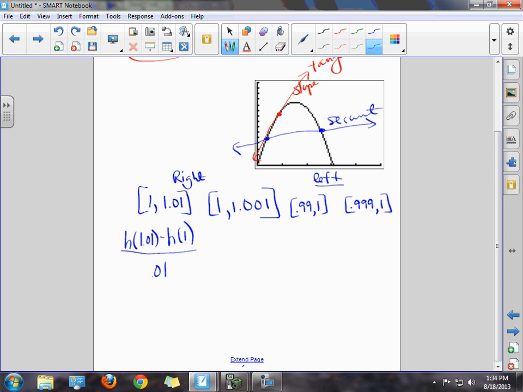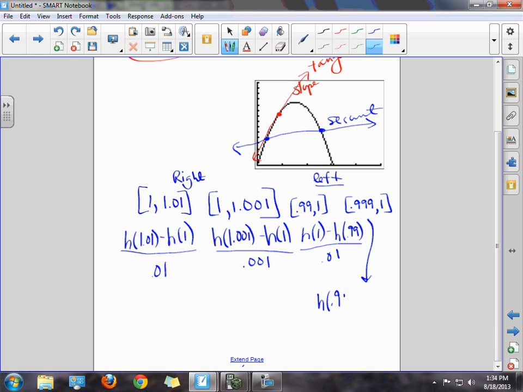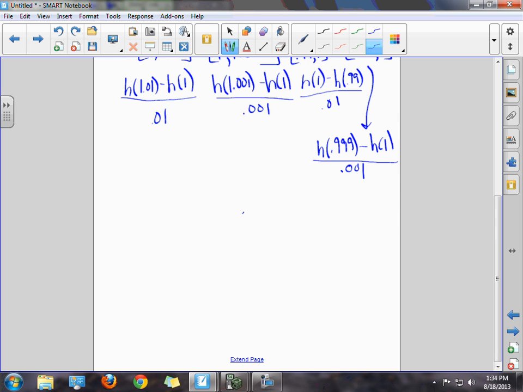So we're still using that h of t formula we used before. Same deal. I'm kind of cutting a step out by going ahead and subtracting there. For 0.99, it's going to be h of 1 first. I usually do the bigger on the left-hand side, minus h of 0.99 all over 0.01, and then h of 0.999 minus h of 1 all over 0.001. And then I'm going to plug in and do all the math.